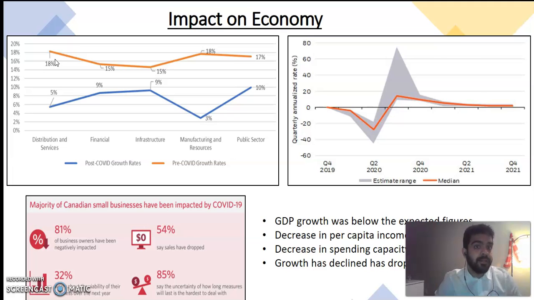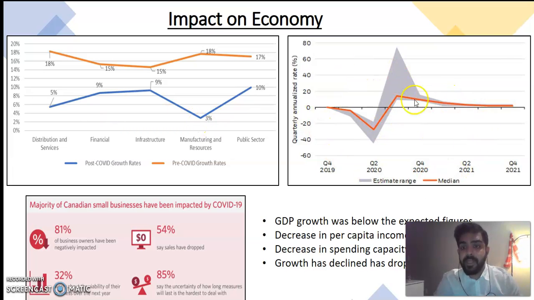We are all aware that housing inflation and construction costs have increased drastically along with a very high unemployment rate. As can be observed here, the 18% and 5%, that 13% difference, was observed in distribution and service during the COVID hit, and the same has been observed in the manufacturing sector. The financial sector has taken a lower hit, but it has resulted in a disbalance in the economy with very high unemployment rates as well as inflation.